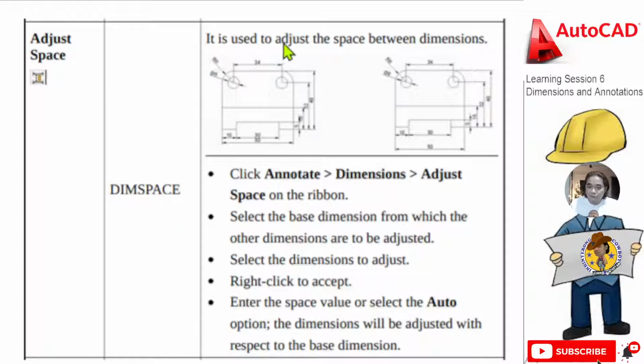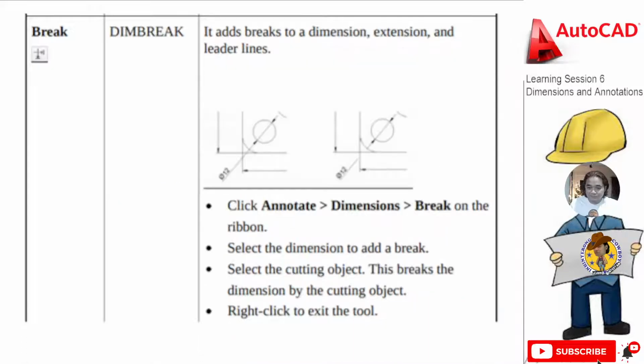It is used to adjust the space between the dimensions. To do that, you have to click Annotate, Dimensions, then Adjust Space on the ribbon, then select the base dimension from which the other dimensions are to be adjusted. Then select the dimensions to adjust, right click to accept, then enter the space value or select the Auto option. The dimensions will be adjusted with respect to the base dimension.